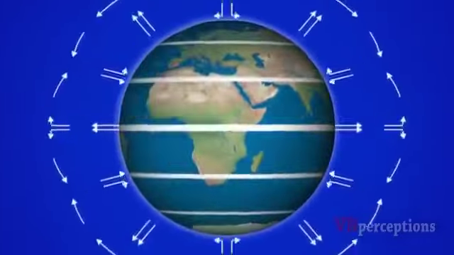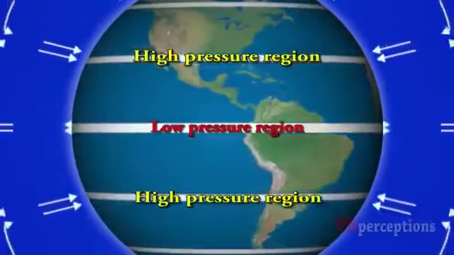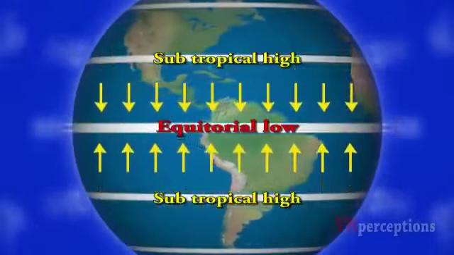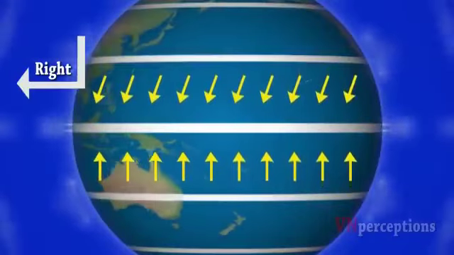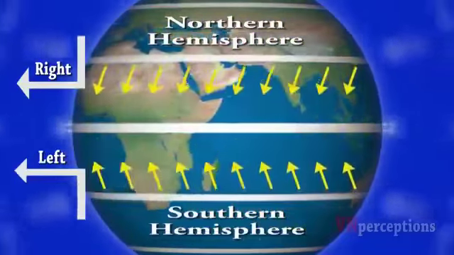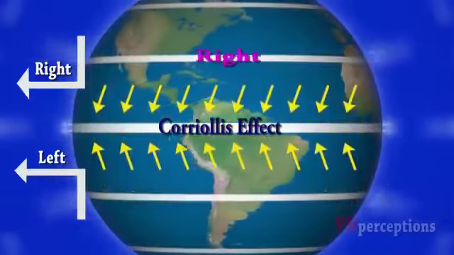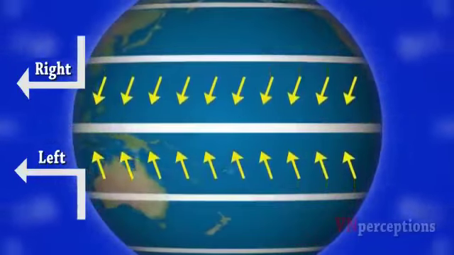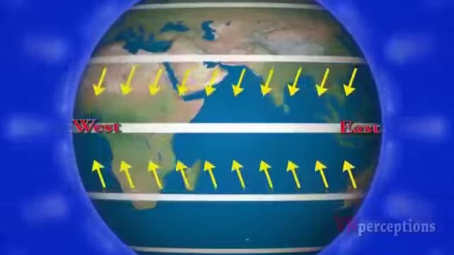On the surface of the earth, along the equator, the winds move from high pressure regions to low pressure regions, that is, from subtropical highs to the equatorial low in the northern and southern hemispheres. These winds bend to the right in the northern hemisphere, and in the southern hemisphere, the winds bend to the left. And this is described as the Coriolis effect. The winds bend to the right and left in the northern and southern hemispheres respectively because the earth is spherical in shape and the earth rotates from west to east.